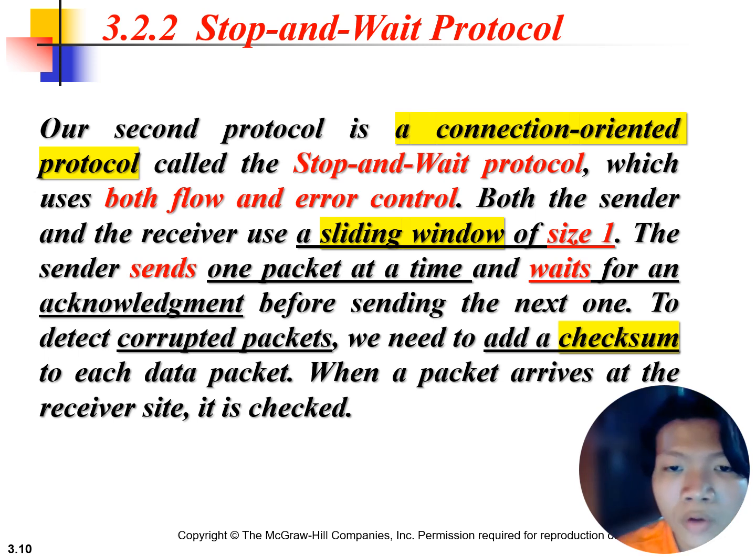Our second protocol is a connection-oriented protocol called the Stop-and-Wait protocol, which uses both flow and error control. Both the sender and the receiver use a sliding window of size 1. The sender sends one packet at a time and waits for an acknowledgement before sending the next one. To detect corrupted packets, we need to add a checksum to each data packet. When a packet arrives at the receiver side, it is checked.